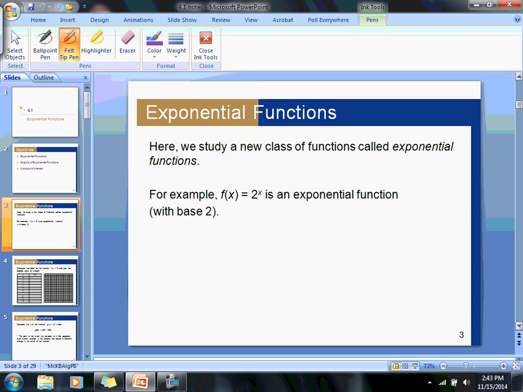Now this whole chapter is going to be talking about exponential functions and different things that we can do with exponents. And we're going to start off with a really basic function, an exponential function. We're going to start off with f of x equals 2 to the x. And what makes an exponential function exponential is that the variable is always going to be in the exponent.